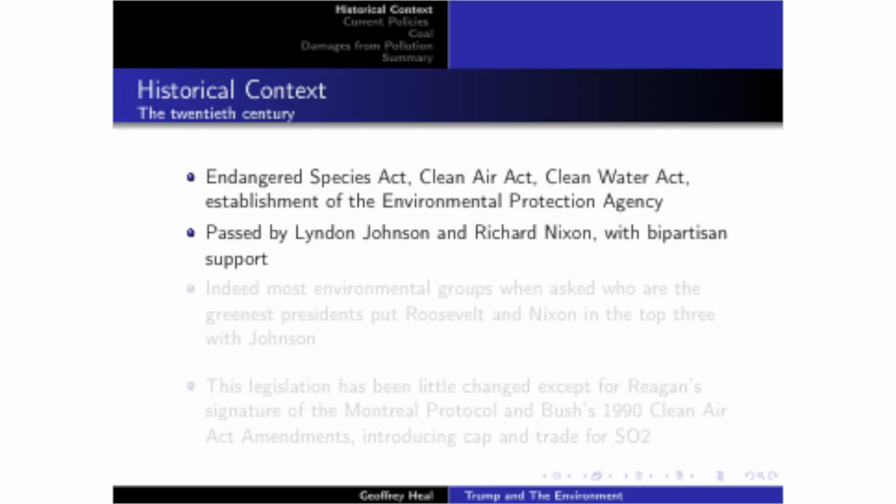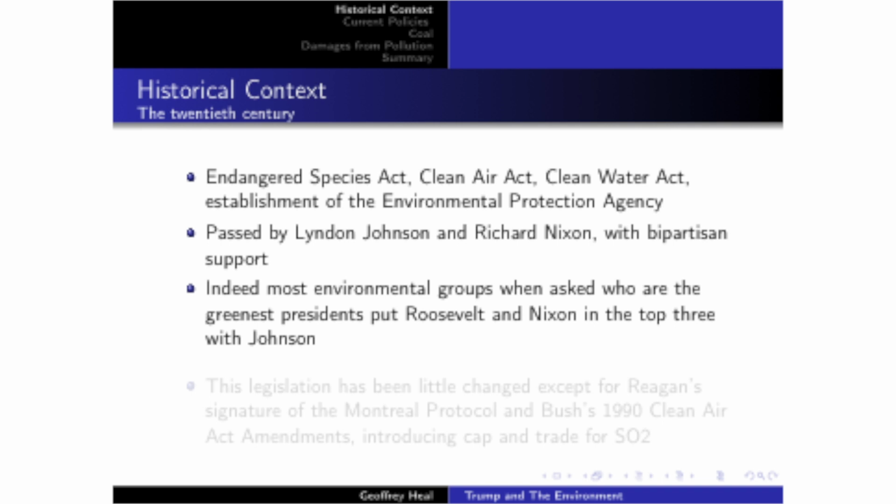If you're familiar with the area, those basically provide the framework for environmental policy today. There really have been very few changes in the environmental legislation field since those acts were passed. The earlier ones were passed by Lyndon Johnson, the later ones by Richard Nixon. And what is interesting in retrospect is that they really were passed with bipartisan support.